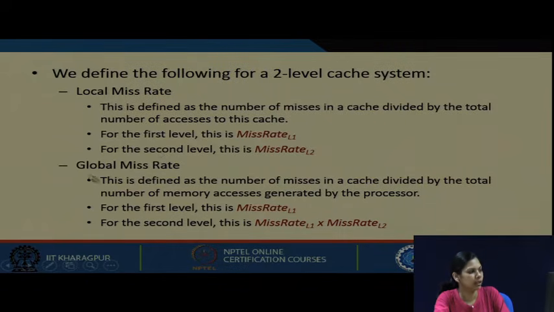Now, what do we mean by global miss rate? This is defined as the number of misses in the cache divided by the total number of memory accesses generated by the processor. So, we are not separately taking misses for L1 and misses for L2, rather we are taking it in terms of the total. For the first level, this is miss rate of L1, but for the second level, it will be miss rate of L1 times miss rate of L2, because there is a miss in L1 as well as a miss in L2, since we are considering the total.